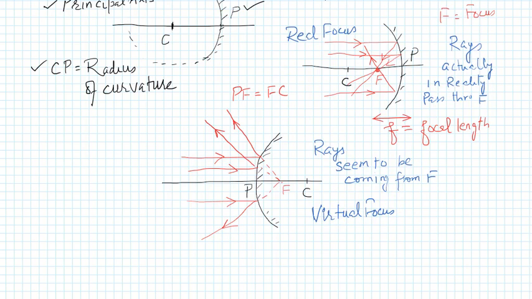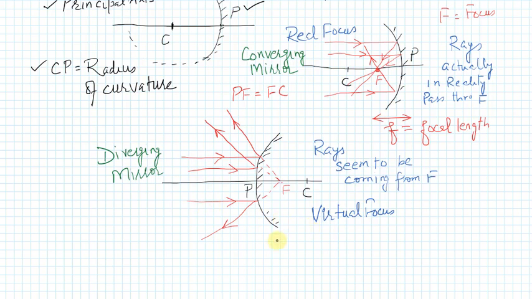Moreover, because the rays coming parallel here in case of a concave mirror converge to a point called focus, it is also called a converging mirror. Concave mirror is also called a converging mirror. Correspondingly, similarly, a convex mirror is also called a diverging mirror, right?